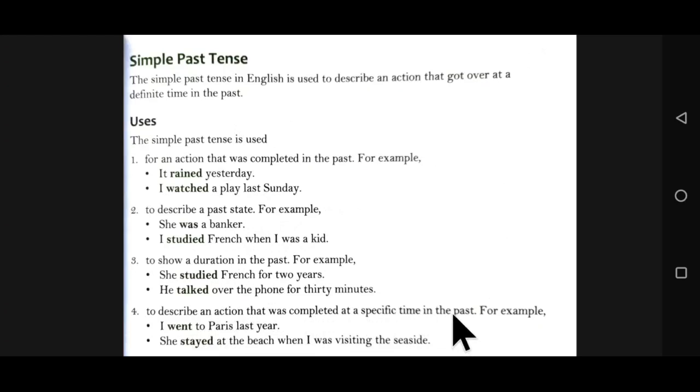Okay, and the last use is it is used to describe an action that was completed at a specific time in the past. It means we know that specific time when that action was completed in past. For example, I went to Paris last year. So this action is already completed in the past, and we also know the specific time that I went to Paris. When? Last year. So the fourth use of simple past tense is that it is used to describe an action that was completed at a specific time in the past. Students, as you can see, I went to Paris last year. So here we have a specific time in the past when the action was completed.